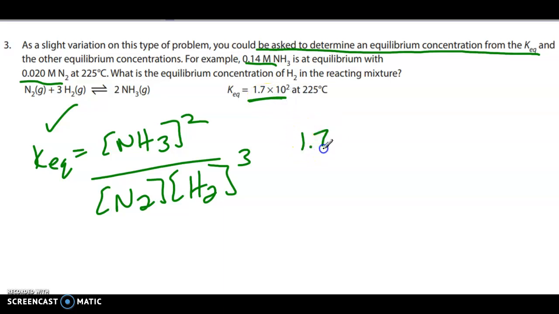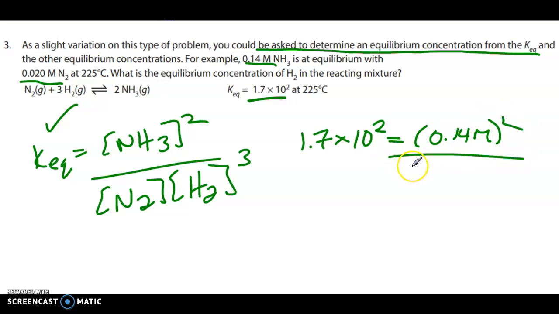So we have 1.7 times 10 to the 2 is equal to 0.14 squared over, we're looking for H2, so our N2 was 0.02, this is a 2, and then of course we have X to the 3. Essentially I'm just plugging in X. You can leave this as H2, it doesn't matter to me. At this point we would be rearranging to solve for X.